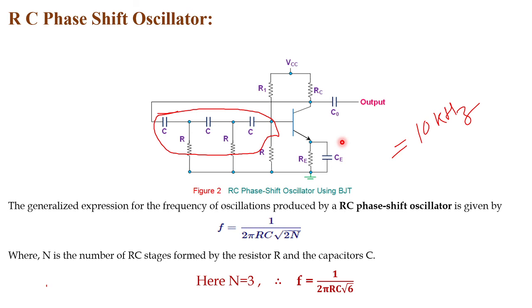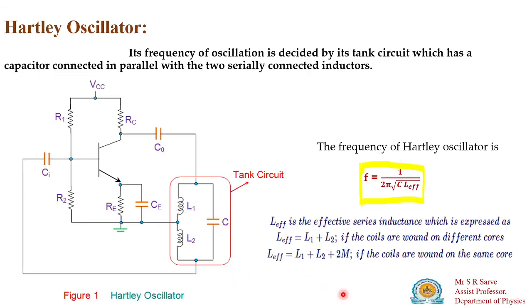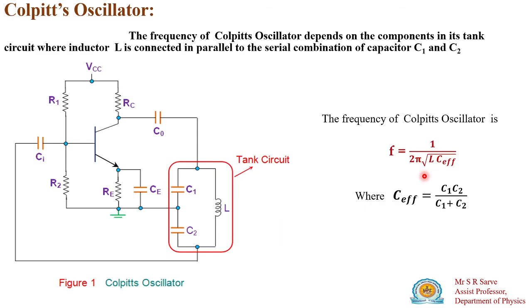These are the components. The first oscillator we have learned is the RC phase shift oscillator, and this is the equation for its frequency. Second, we have learned about the Hartley oscillator. The important point is that the feedback consists of this tank circuit. Here inductors are connected in series with a parallel combination of a capacitor, and this is the equation for the frequency of the Hartley oscillator. And in the Colpitts oscillator, capacitors are connected in series, and these two capacitors are connected in parallel with this inductor, and this is the equation for the frequency of the Colpitts oscillator.